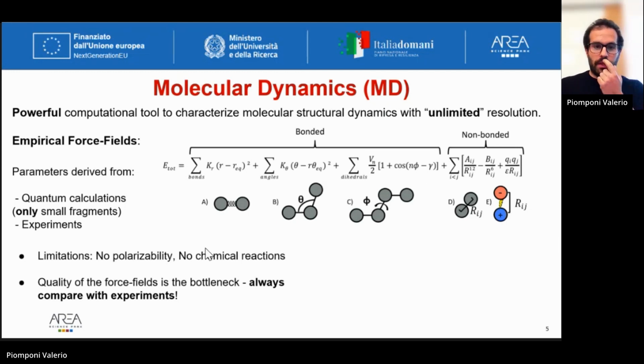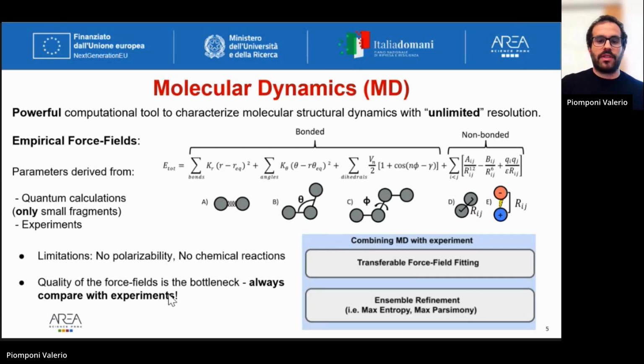So in principle, you should always validate your simulation on experiments, or maybe also corroborate or integrate your simulation with experiments. There are two main methods to do that. One is to also fit the force field on experiments, in such a way that the force field is also transferable to other systems that do not belong to the training dataset. And the other way is to do ensemble refinement with methods like maximum entropy or maximum parsimony. This method consists in modifying the probability distribution predicted by molecular dynamics as little as possible in order to enforce some experimental evidence that you know about.